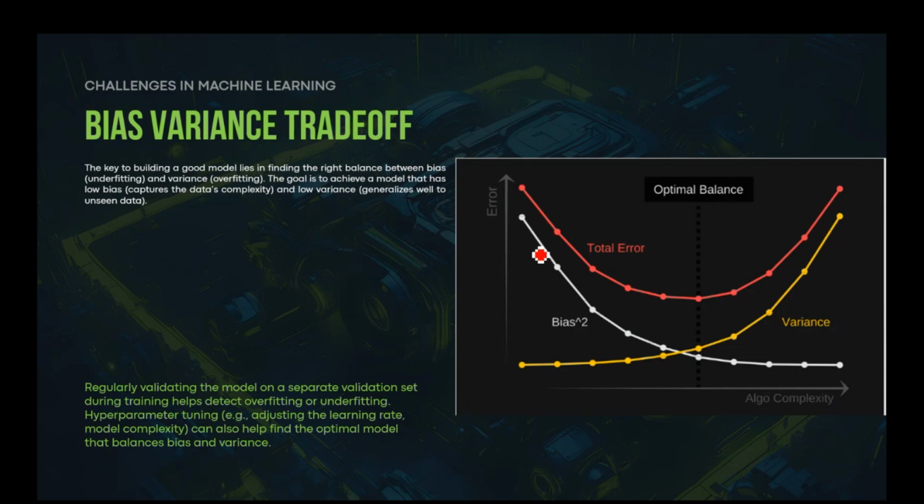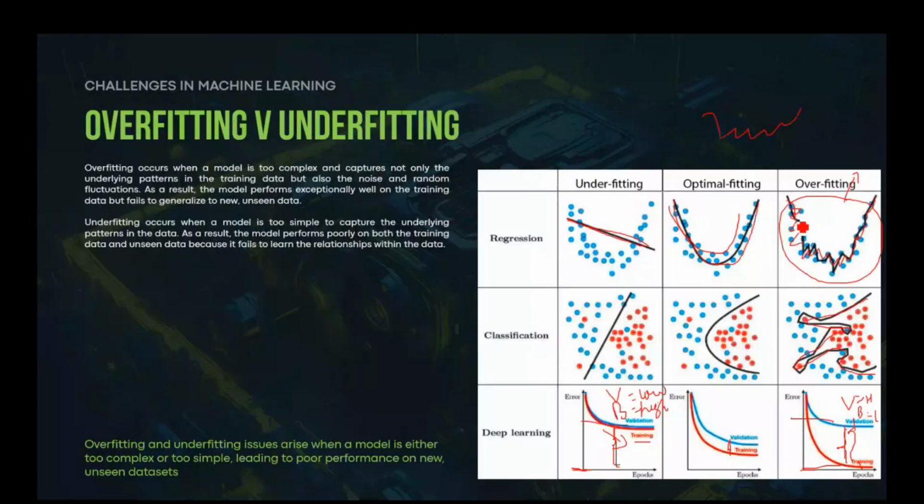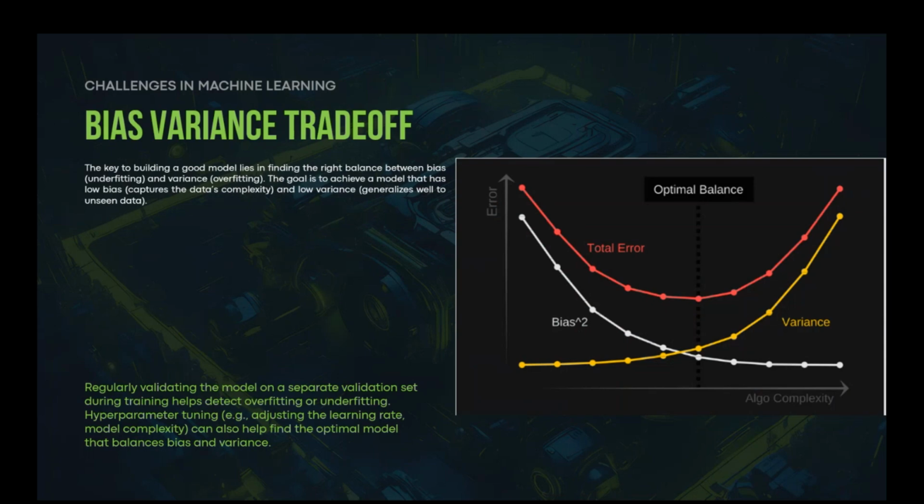Now talking about variance, it refers to the model's sensitivity to fluctuations in the training data. A model with high variance pays too much attention to the noise in the training data, where you capture every little error, even the noise. A model with high variance is overly complex and adapts too closely to the training data. As a result, it performs very well on the training data, but poorly on unseen data.